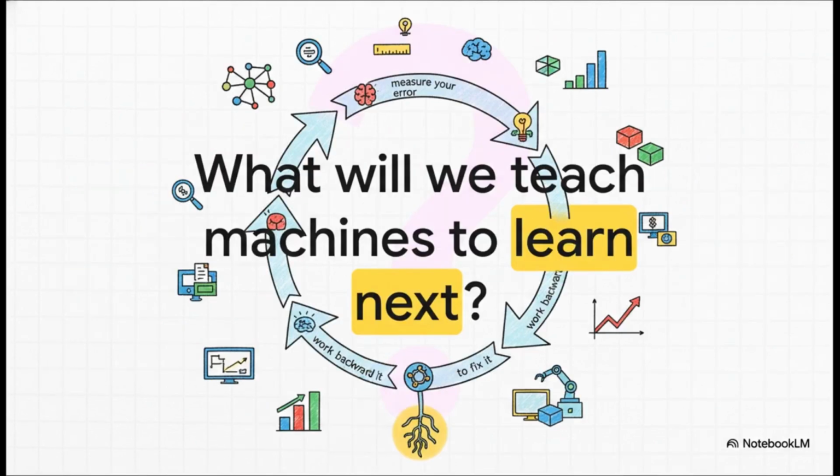So when you boil it all down, it comes back to this one incredibly powerful idea. You make a guess, you see how wrong you were, and you work your way backward to fix it. That simple little loop is the engine that drives so much of what we call artificial intelligence today. Which kind of leaves us with this one huge question. With an engine this powerful, what are we going to teach it to learn next?